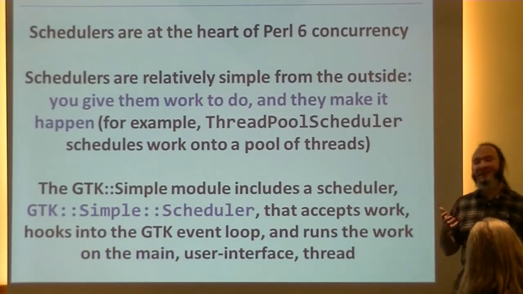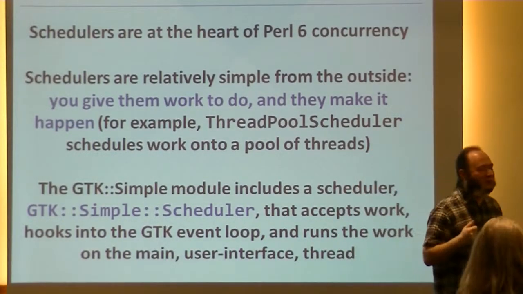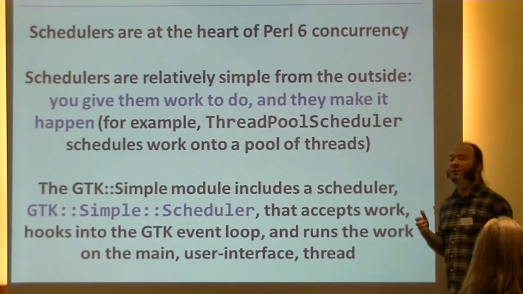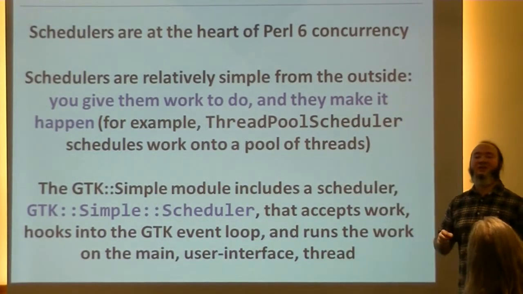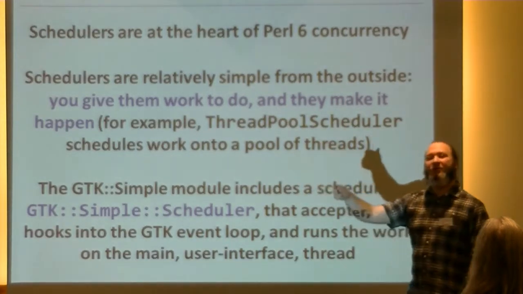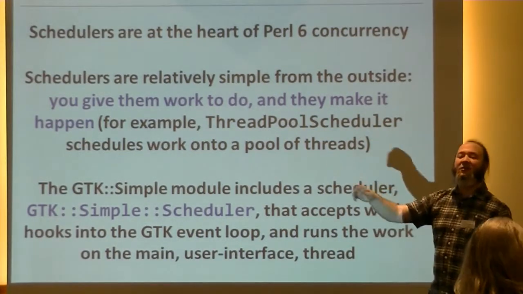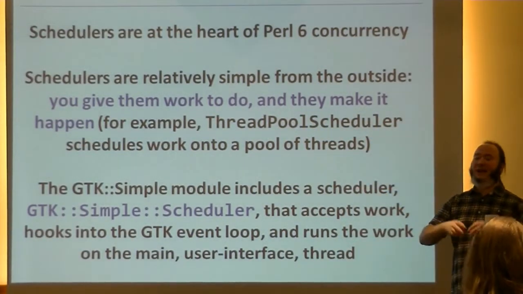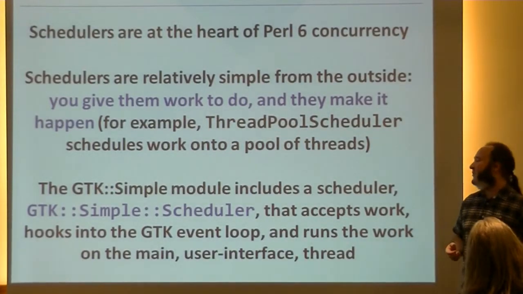It turns out in Perl 6, at the base of it, all concurrency is based around schedulers. A scheduler is very simple. It's a thing where you give a piece of work to it, and it tries to make sure that it gets done. Normally you give it the work and say do it as soon as you can, but you can also give it work and say, do it in a second, or do it every second. And all the concurrency stuff we have is basically built on top of schedulers.